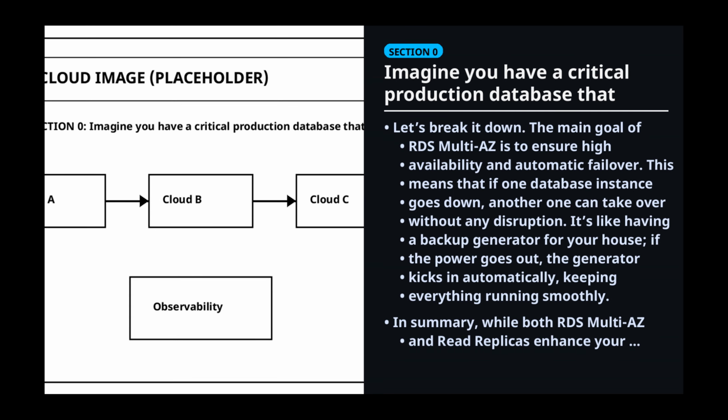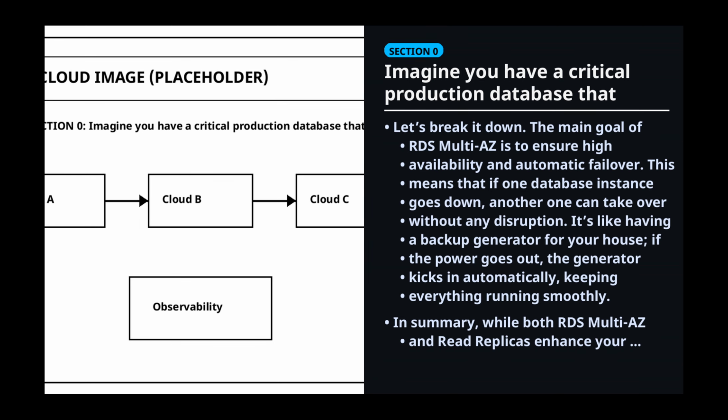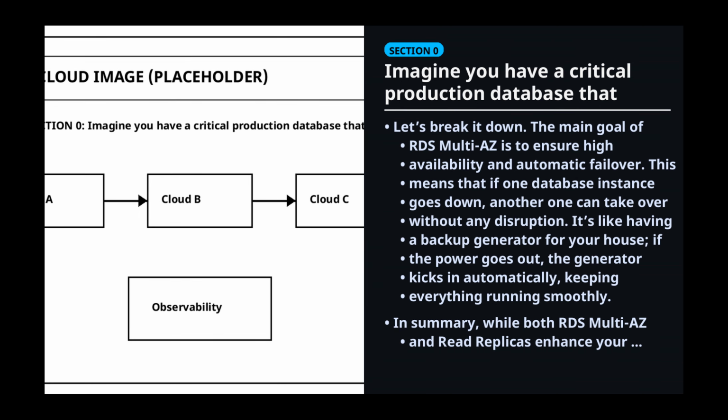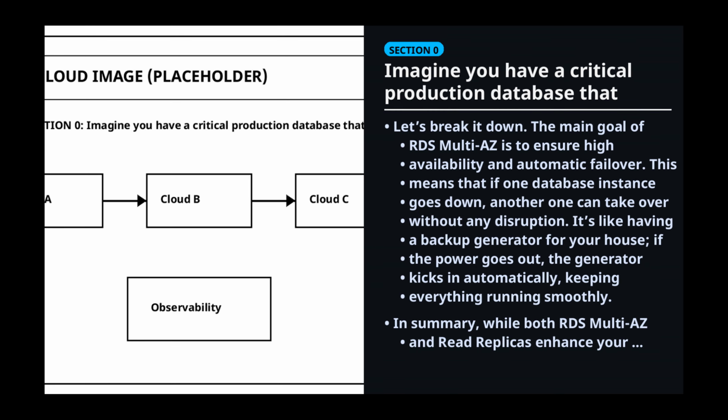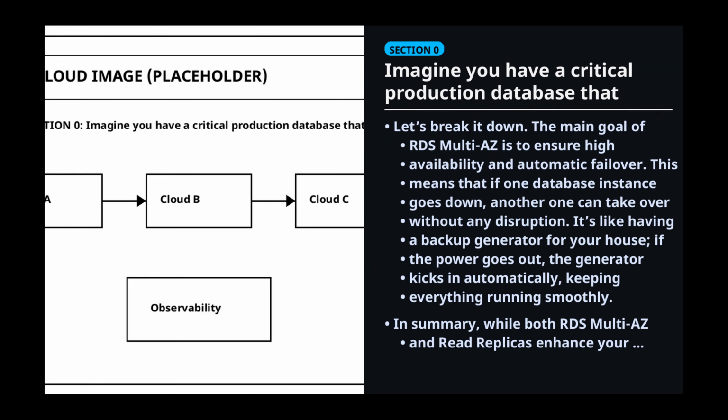In summary, while both RDS Multi-AZ and read replicas enhance your database's performance and reliability, Multi-AZ focuses on maintaining availability during failures, whereas read replicas are more about scaling read traffic. Understanding these differences is key to designing a robust database architecture.